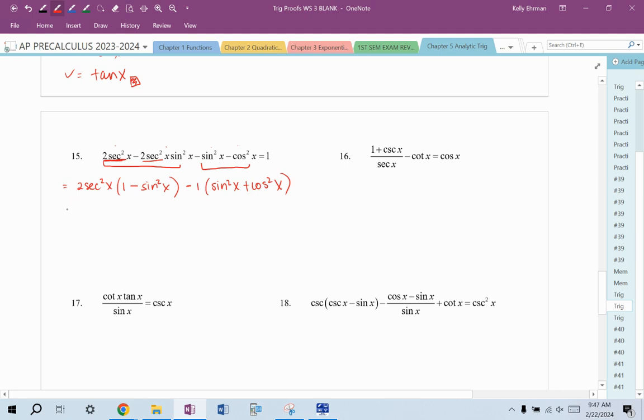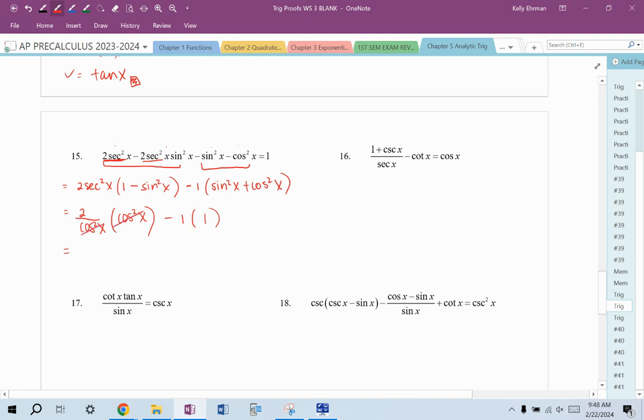But with trig proofs, remember, every time you factor, you can do a quick check for Pythagorean identities. If trig functions are being squared, you should always go look at the identities. So 2 times secant squared. You could also, if you want to take care of secant squared, make it 2 over cosine squared x, if that helps you. 1 minus sine squared x is cosine squared x. Minus 1 times sine squared plus cosine squared is 1.